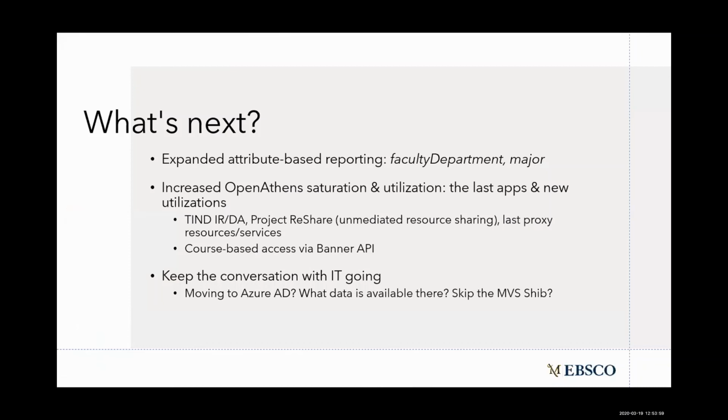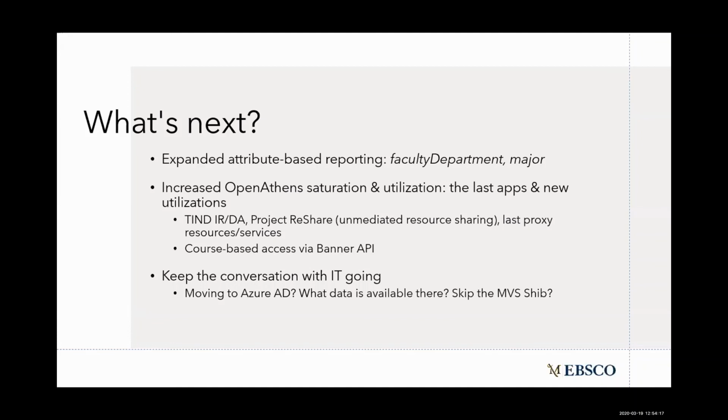Yeah, so things that are next on our list, basically, are better attribute-based reporting. We have some items flowing now: faculty department, student major, student minor, where I learned that students may have up to 4 majors and up to 2 minors. It's shocking the number of them that have.